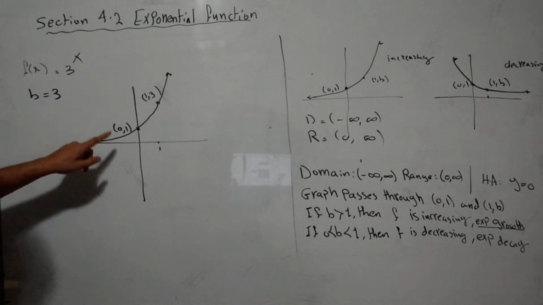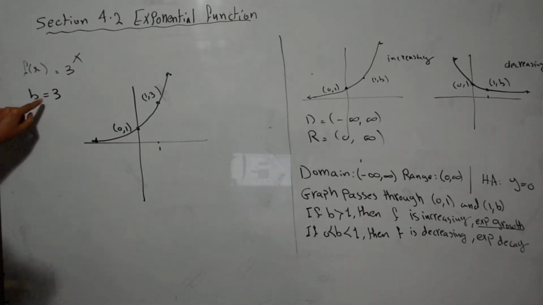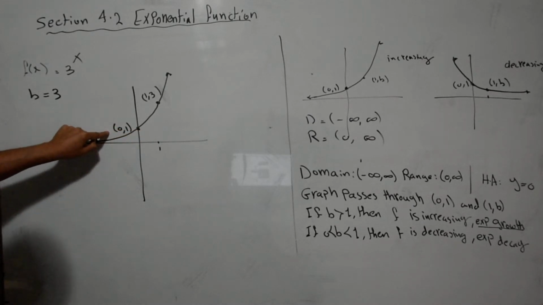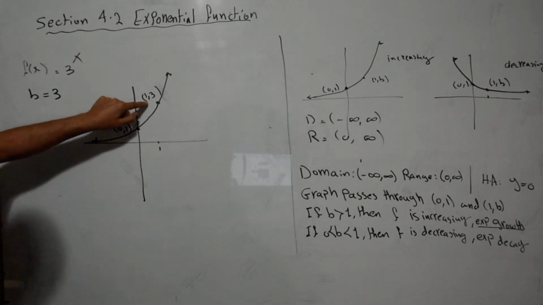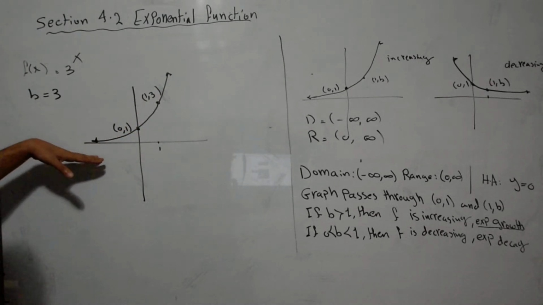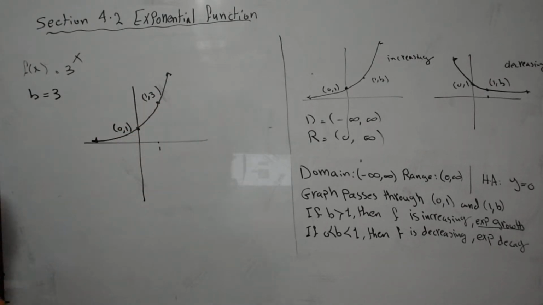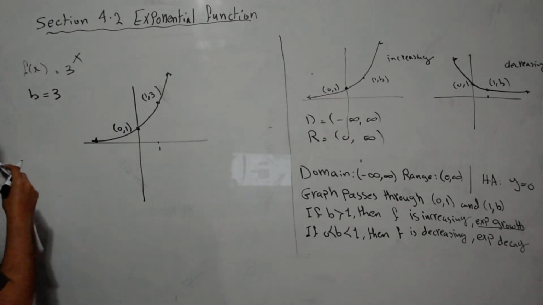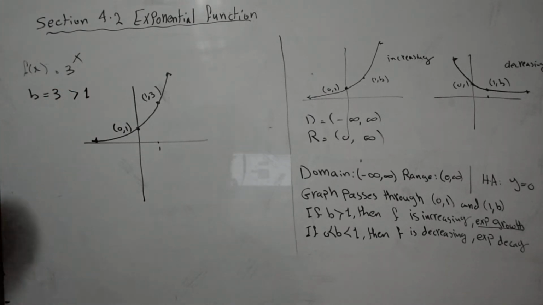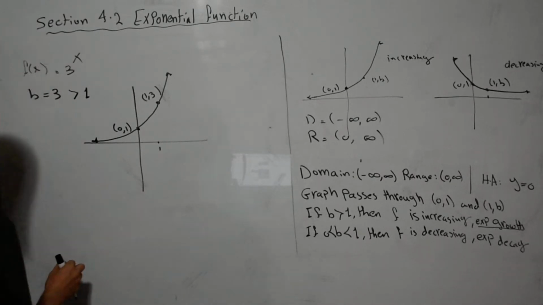So again, for any exponential function, we define b first, and then we define the 2 points, (0, 1) and (1, b), and here b is 3. And I connect them in the form of the function. Why is that? Because b here is greater than 1. Okay, let's get another example.